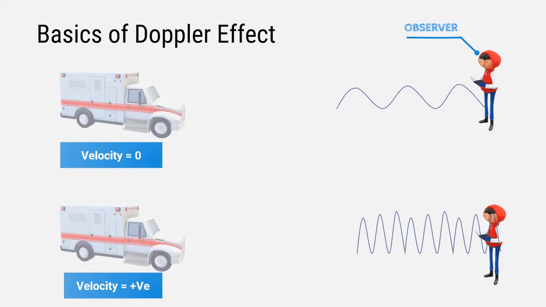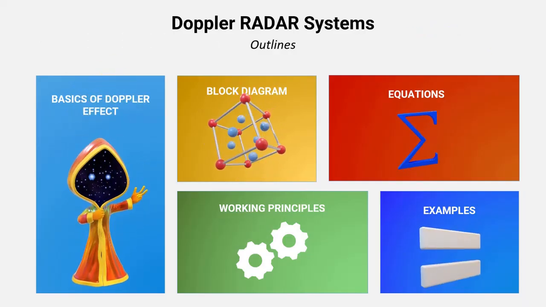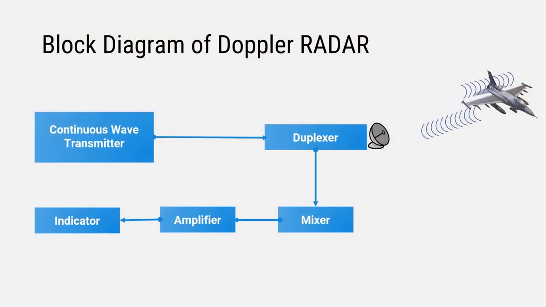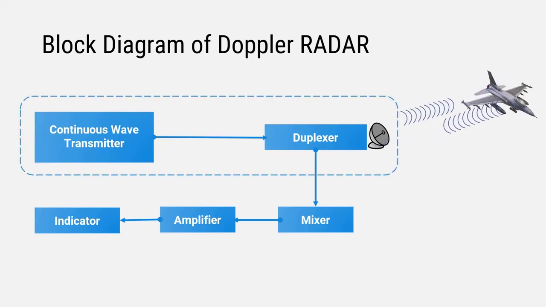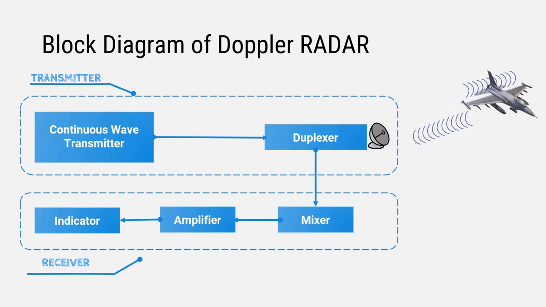Now we'll move ahead with the block diagram of Doppler radar systems, how this concept is applied to Doppler radar systems. This is the very basic block diagram of a Doppler radar system, where in the transmitter section we have our continuous wave transmitter, which is responsible for generating the microwaves, and those waves are transmitted to the duplexer using a connector. Then the duplexer contains an antenna to transmit and receive the microwave signals.